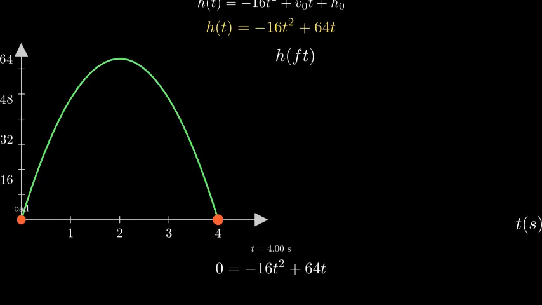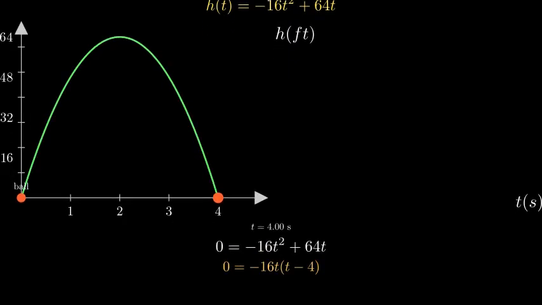Algebraically, to find when the ball hits the ground, we set h(t) equal to 0. So we solve 0 = -16t squared + 64t. We can factor out the greatest common factor, -16t. That gives -16t times (t - 4) = 0.